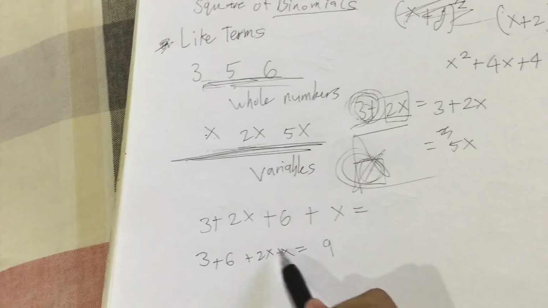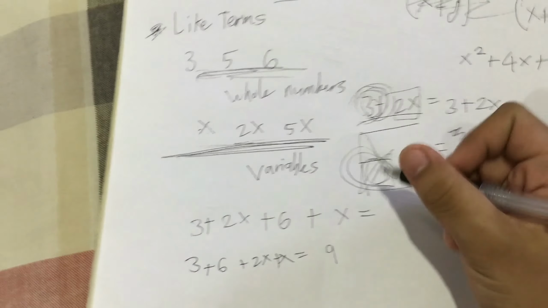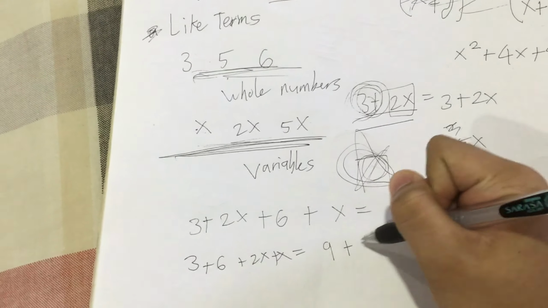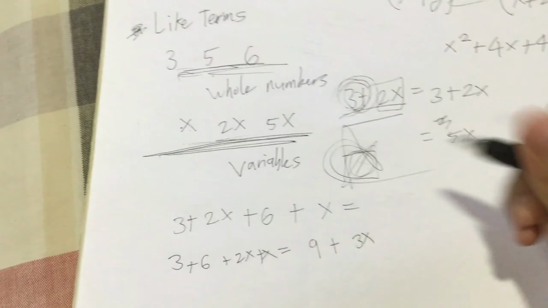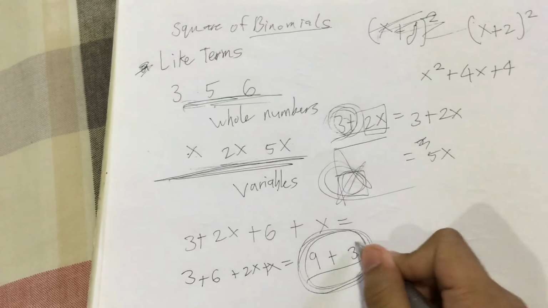Can you add these two together? 2x plus x. Yes, you can, because they are like terms. So you add, the answer is 3x, and there's your answer. You cannot change that because that is your final answer. That is like terms. Now you know what like terms are.